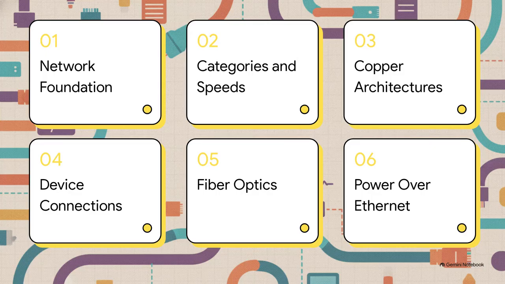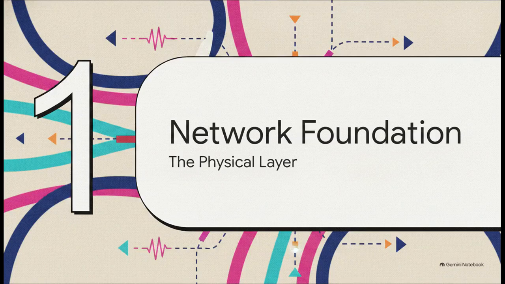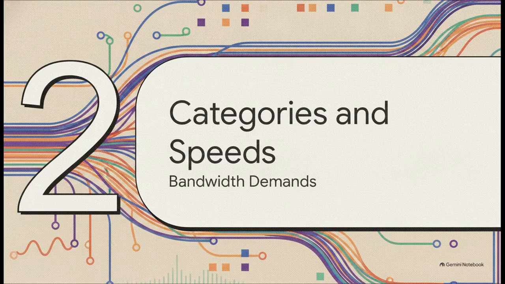All right, let's take a quick look at our roadmap. We'll be hitting the physical network foundation, cable categories and speeds, inside copper cable architectures, device connections and use cases, fiber optics, and finally, power over Ethernet. Okay, kicking things off with Section 1, the Physical Network Foundation. Which brings us right into Section 2, cable categories and speeds.